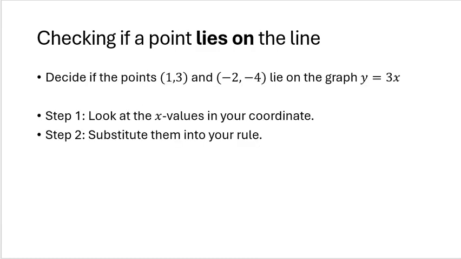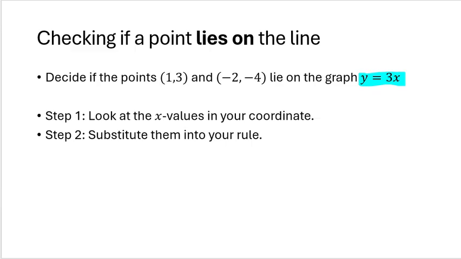All right, next thing you need to know is checking if a point lies on the line. So basically, you've got a line here, and they give you some random coordinate point, and that random coordinate point has to be on this line here. If it was somewhere not on the line, you can pretty much figure it out. And I'll show you how to do that right now. Okay. So the question says decide if the points 1, 3 and -2, -4 lie on this graph here, y equals 3x. So yeah, that's really important right now.